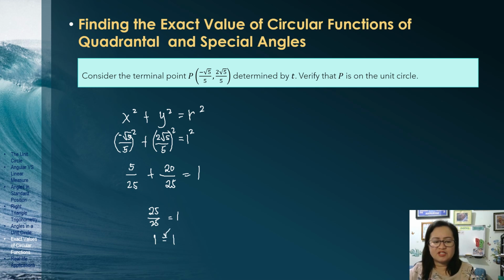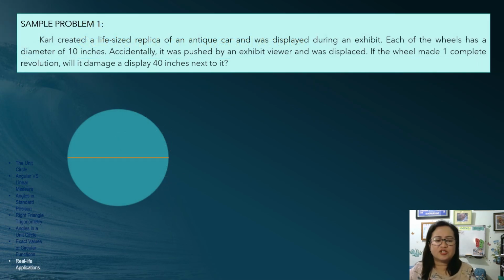Okay, that's it. Now let's explore real-life applications of what we have learned in today's lesson. Okay, let's have the first problem. Carl created a life-size replica of an antique car and was displayed during an exhibit. Each of the wheels has a diameter of 10 inches. Accidentally, it was pushed by an exhibit viewer and was displaced. If the wheel made one complete revolution, will it damage a display 40 inches next to it? So take note, one complete revolution, that is 360 degrees.